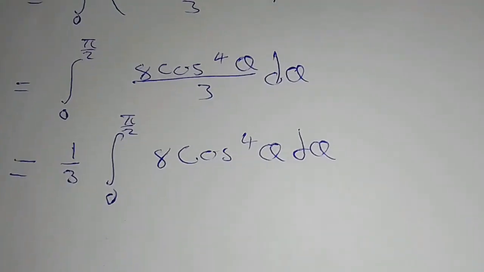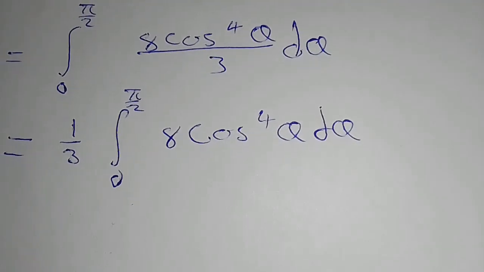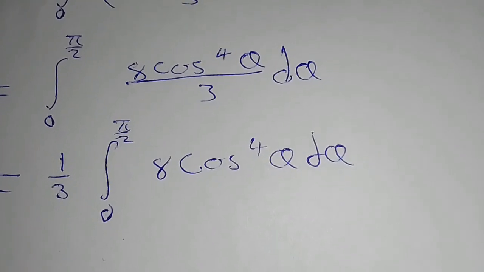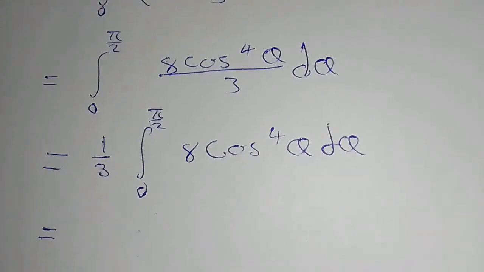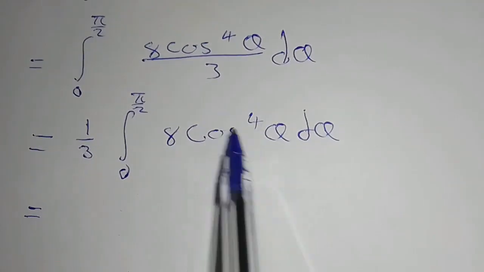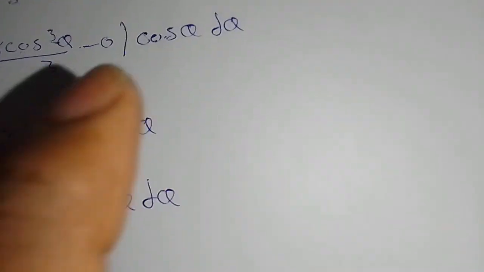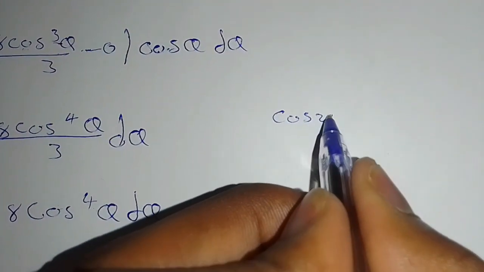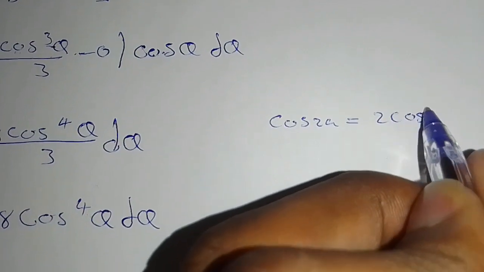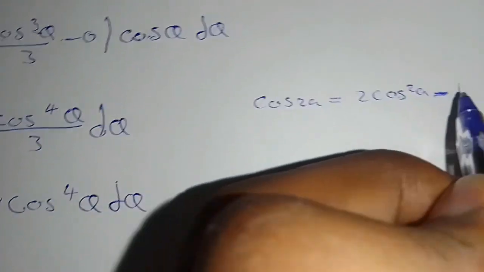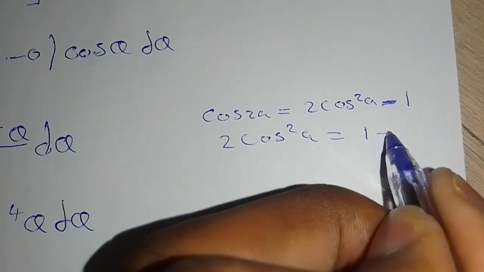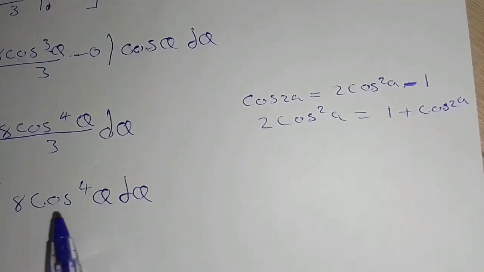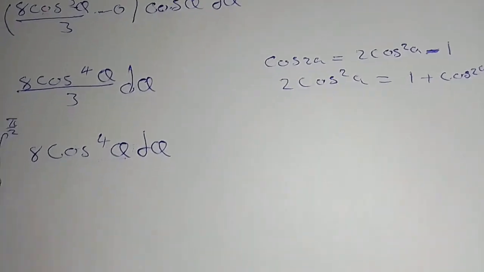Now, in this case, what you basically have to do is remember that you have to be strategic in maths. We have a power of 4, but we know something. We know that cos 2a is 2 cos squared a minus 1. So we know that 2 cos squared a equals 1 plus cos 2a. That is known. It's what we know. So now we have to express this. We have to find 2 cos squared something right here.